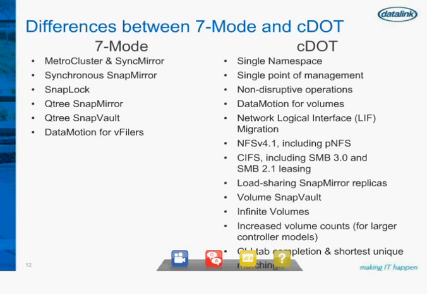Another key differentiator is that clustered ONTAP offers a single point of management. One of the things about 7-mode is that while we have an HA pair and no single point of failures in what we would call a quote-unquote single array, when provisioning storage from the two nodes, they're effectively operating as two independent entities. So you'd have to go to controller A and do an allocation of a CIFS share, or to controller B.